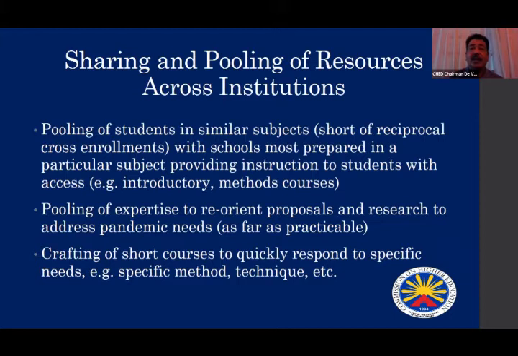They look at each other as institutions that will try to poach or try to get their students to transfer to other universities. That is a mindset that is going to be very difficult to change, but we have to start doing it. When I say sharing and pooling of resources across institutions, I talk about pooling of students in similar subjects, with schools most prepared in a particular subject providing instruction to students with access. Second, the pooling of expertise to reorient proposals and research to address, for example, pandemic needs, because this is going to be a continuing research priority or challenge in the following months. And third, in terms of sharing, of crafting of short courses to quickly respond to specific needs. Next, please.